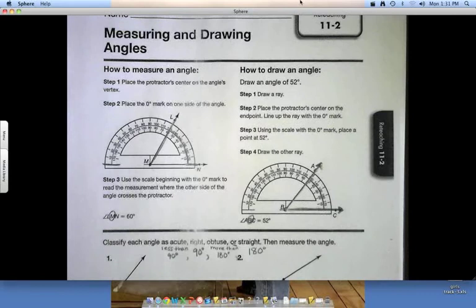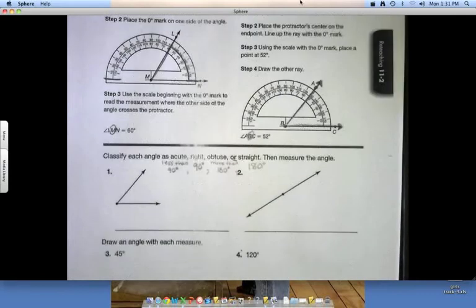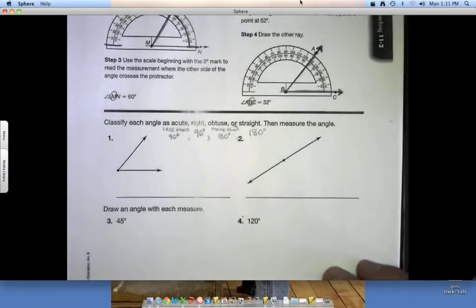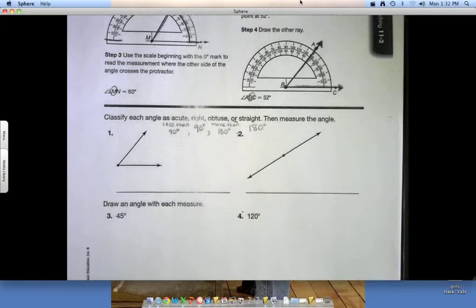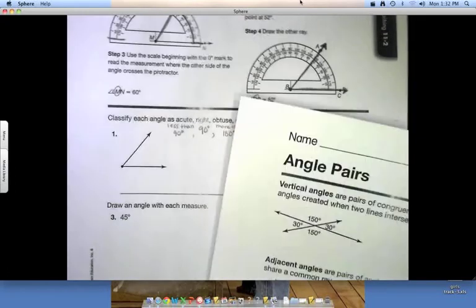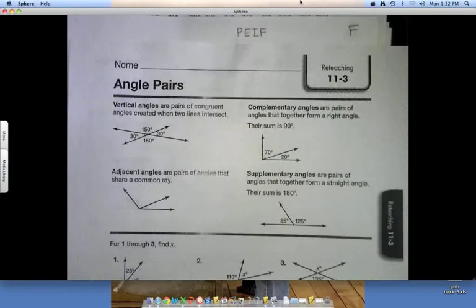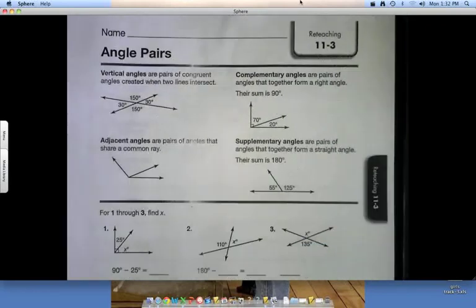We'll take a closer look at how to measure and how to draw angles by using the reteaching tomorrow in class. And these are the problems that you will be doing tomorrow when you get to class. Lesson 3 is strictly on angle pairs.